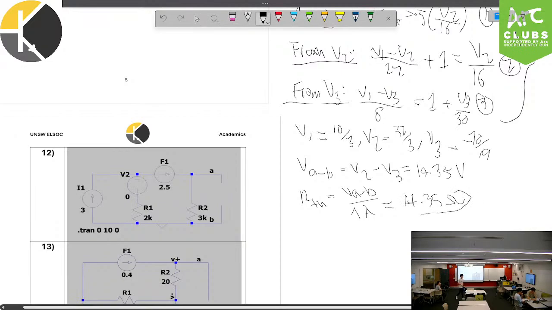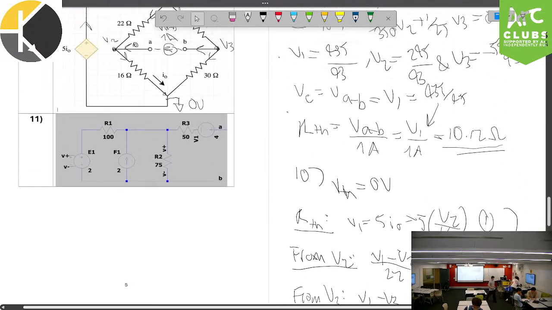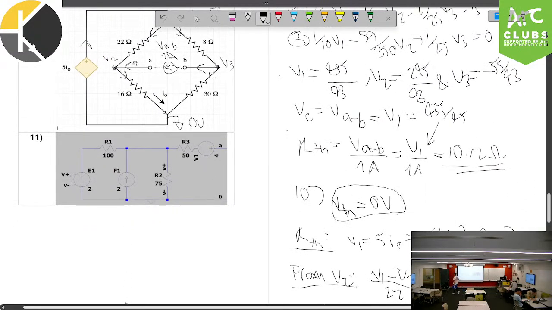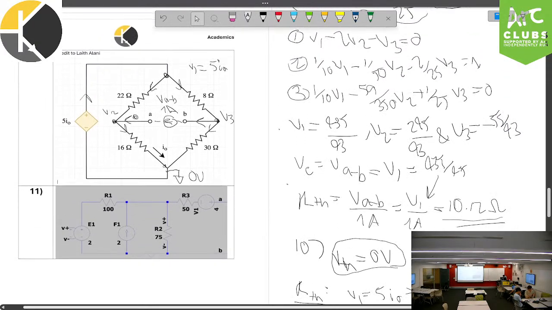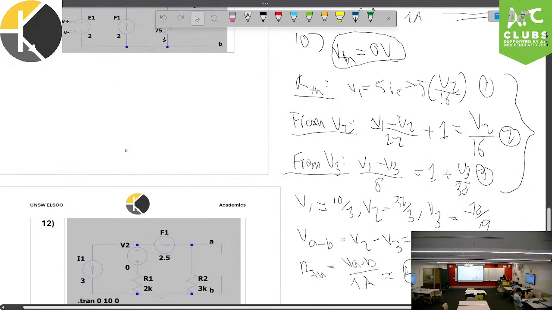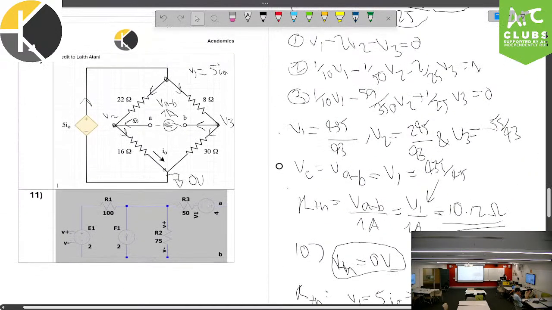So we've got 14.35 ohms for the resistance, and obviously for our voltage, Thevenin is going to be 0 because we don't have an independent source before we connected the current source. So yeah, that's question 10.